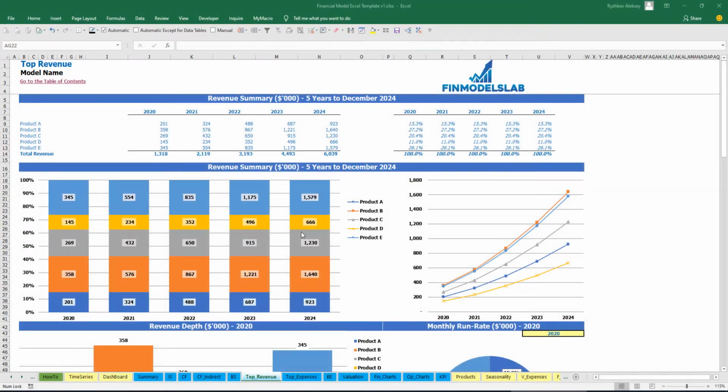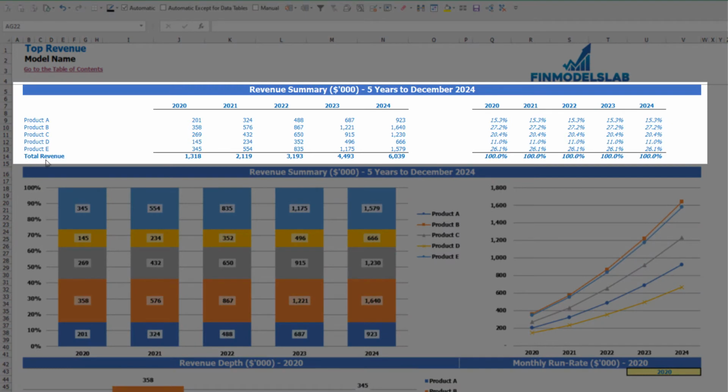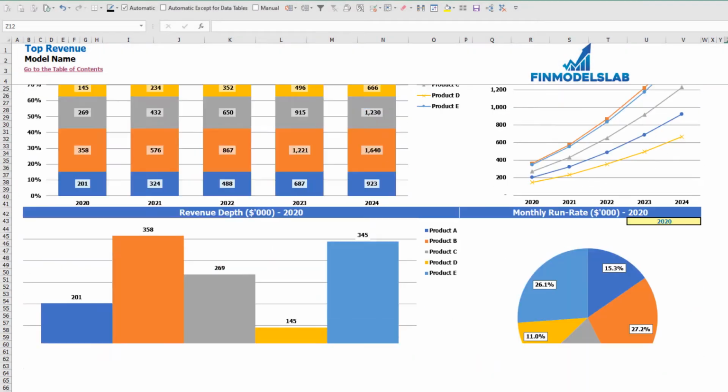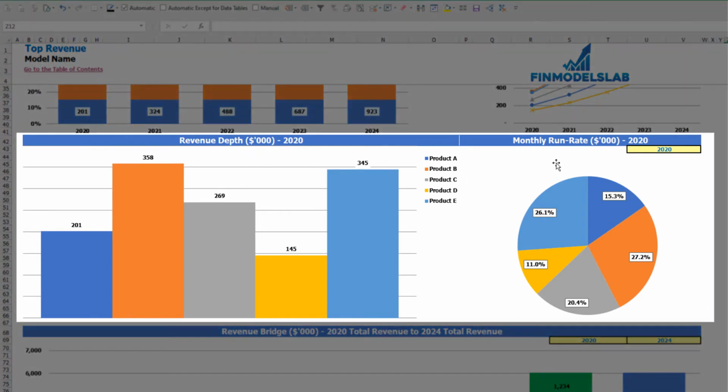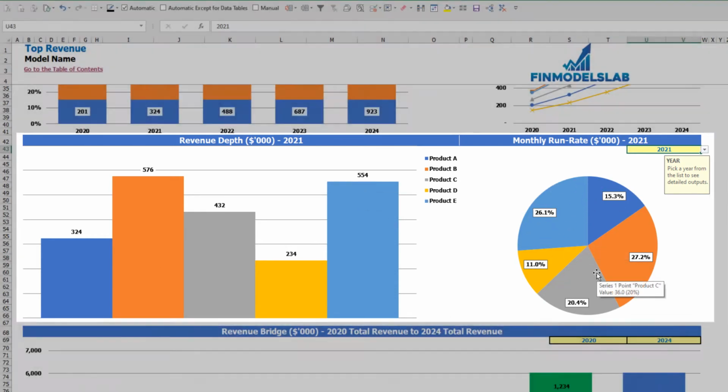On the top revenue tab, you may see the breakdown of your revenue by products and also by years with absolute values and percentage breakdown. The same information you may see on the charts below. Here you may see the percentage breakdown and absolute values breakdown. Below you may see the revenue depth and monthly run rate chart. You can select the year, and based on this year you will see the information of revenue by products as absolute values and percentage revenue breakdown on the pie chart.